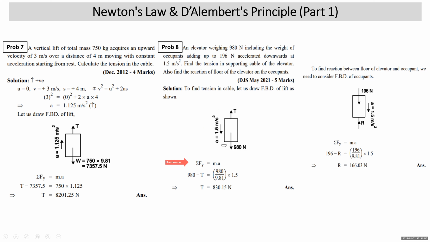980 minus T is equal to m into a. M is what? W, the weight, is 980. 980 upon 9.81, that is mass, into a. That gets you the value of tension in the cable as 830.15.